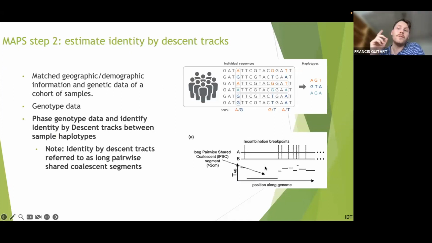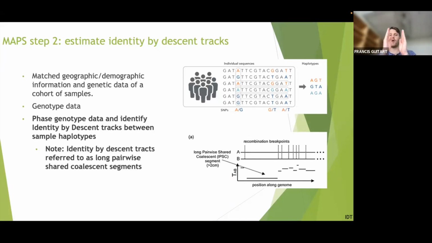And with genotyped data, the next step is to phase the genotype data into the maternal and paternal haplotypes of a given sample, and then to determine common haplotypes between the individuals. And with those haplotypes determined, we identify and compare haplotypes across the populations and determine identity by descent tracks, which they call these long pairwise shared coalescents, but which are commonly referred to as these IBD tracks.